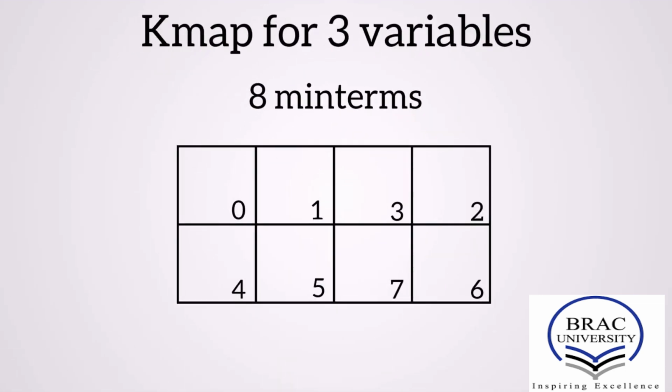Now let's see K-map structure for 3 variables. 3 variables can have 8 min terms, 0 to 7. So we need 8 square boxes. While numbering the boxes with min terms, in the first row we get 0, 1, 3, and 2, and in the second row we get 4, 5, 7, and 6 in this serial.